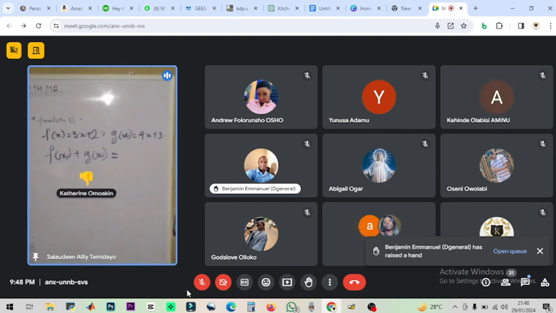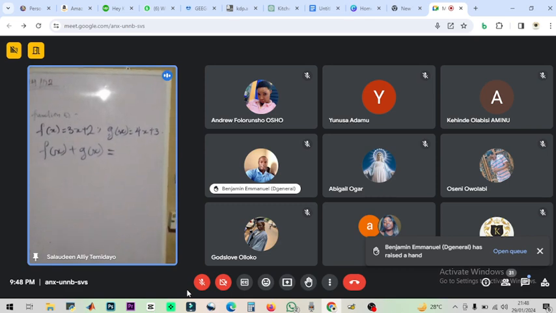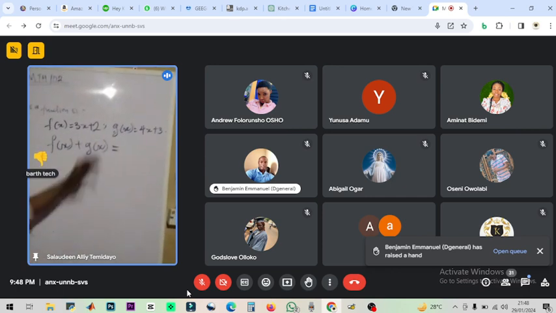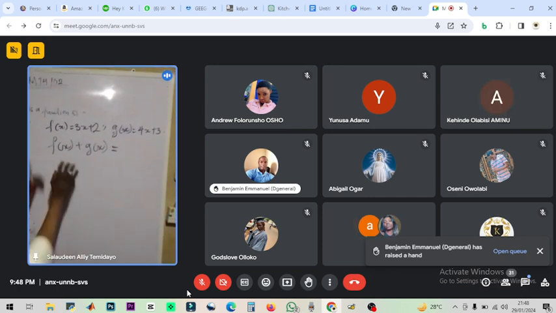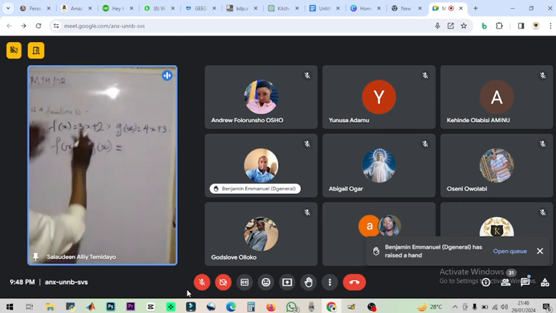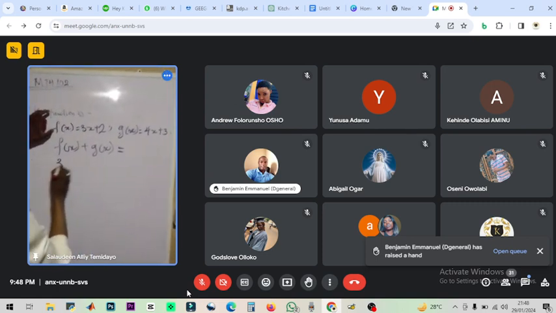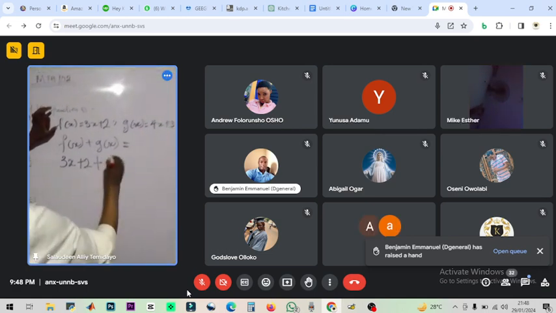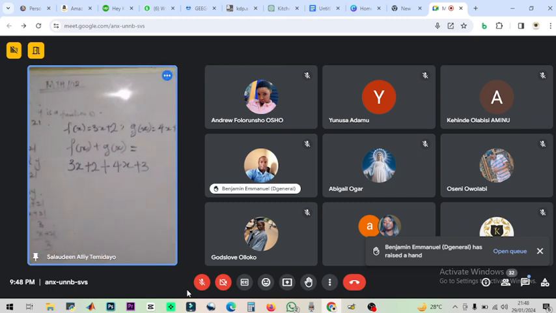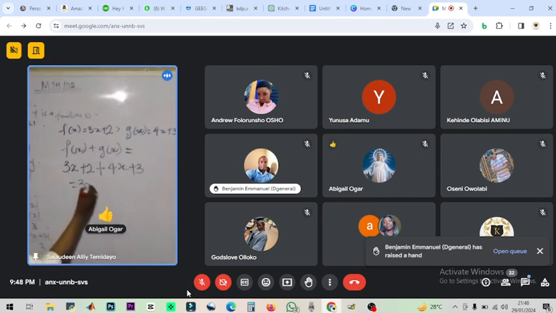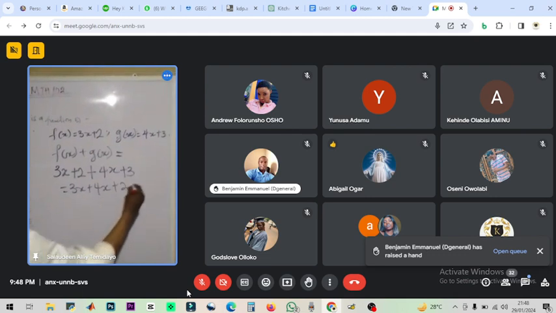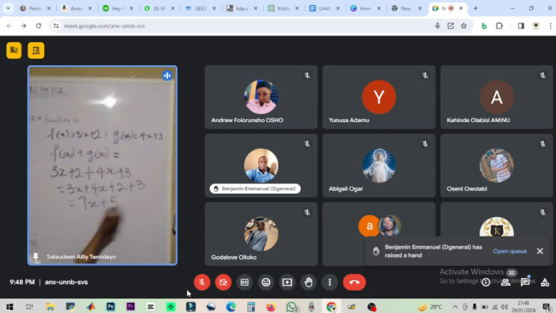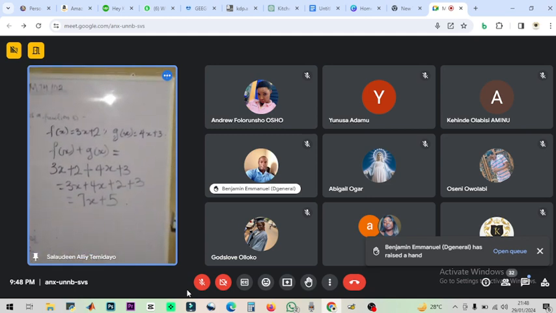Alright, now let us do it. How did he get f of x plus g of x? We know the value of f of x and we know the value of g of x. So f of x plus g of x is 3x plus 2 plus 4x plus 3. Look at the math: 3x plus 4x is 7x, and 2 plus 3 is 5. So it's 7x plus 5.